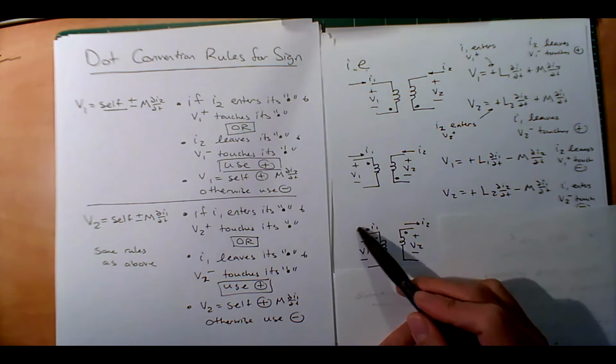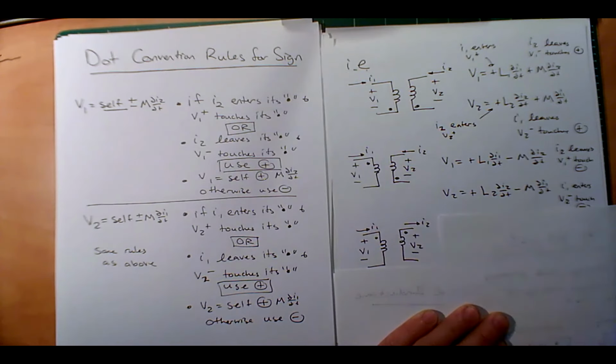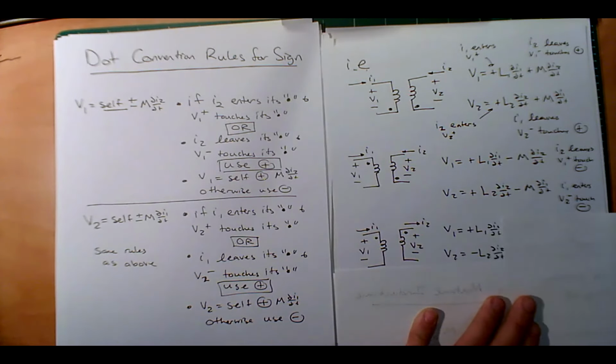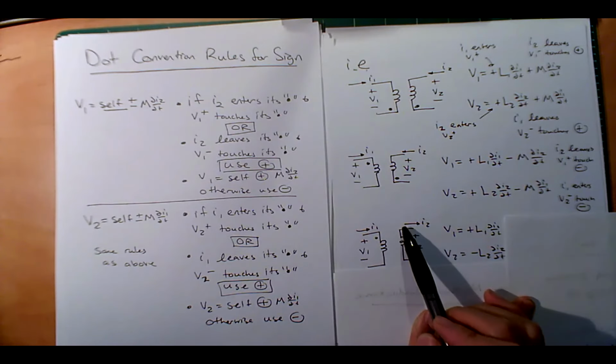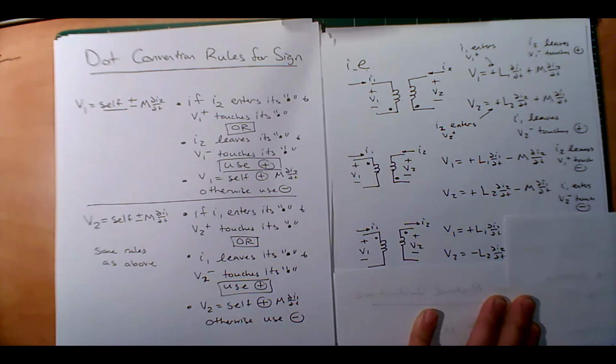Let's look at the self-inductance. I1 goes in the positive terminal, that's positive. I2 leaves a positive terminal, that's negative. So we're getting positive and negative. Let's look at the dot convention. I2 is leaving the dot. V1 positive is touching. That's going to be a negative.